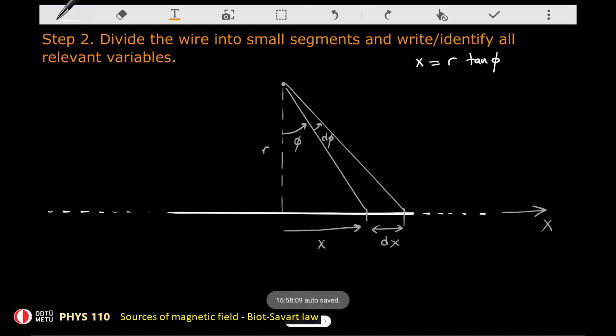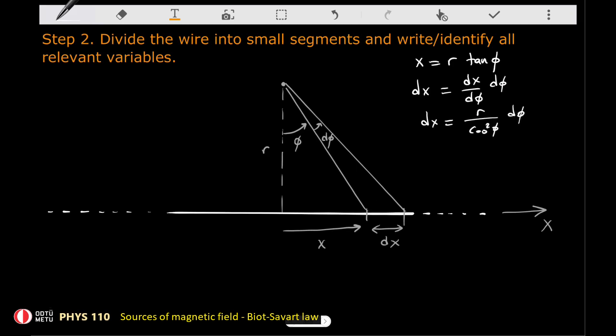So this is the x coordinate, and I would like to actually obtain an expression for the length of the segment that I'm considering. That's dx, but that can be expressed by using the derivative. So that's just calculus actually. So let's remember this expression, dx is equal to the derivative of x with respect to phi multiplied with d phi. So therefore dx is equal to r divided by cosine squared phi d phi, right? So that's one of the expressions that I'm going to use.